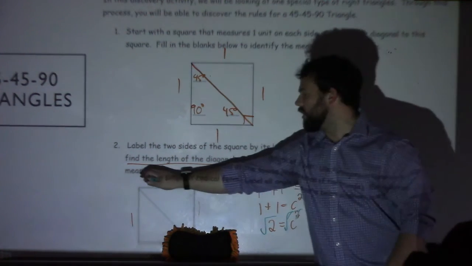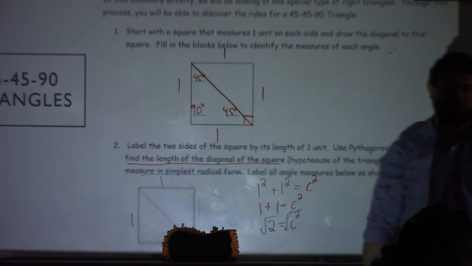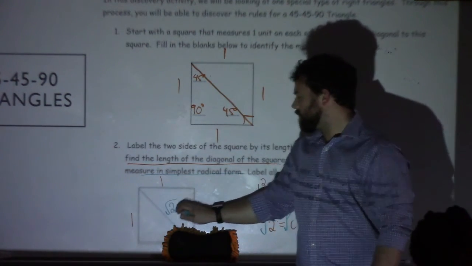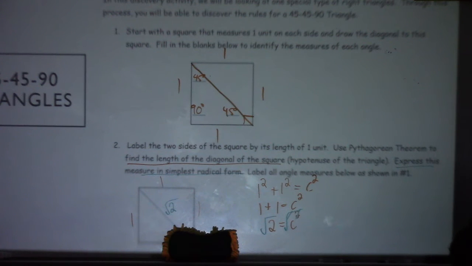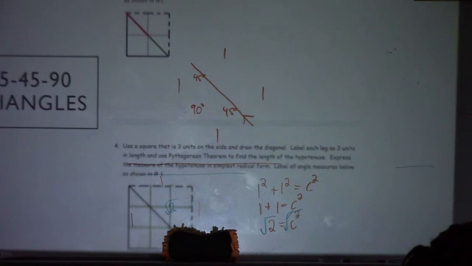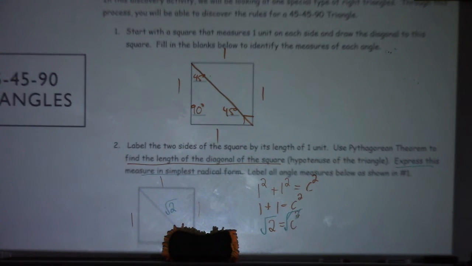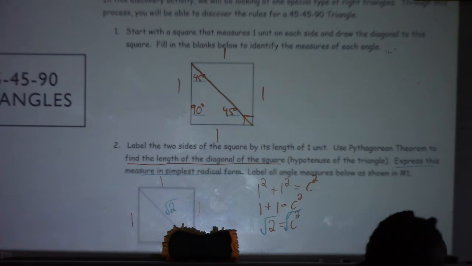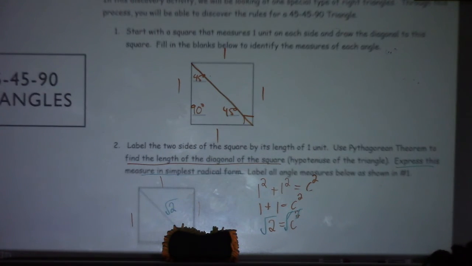Express this measure in simplest radical form. So it'll just be the square root of 2. We are going to leave these side lengths in radical form. So the length of that diagonal is the square root of 2. But do I need to re-explain anything, or can we move on? Move on. Okay. What do you have a question about? I'm trying to teach.